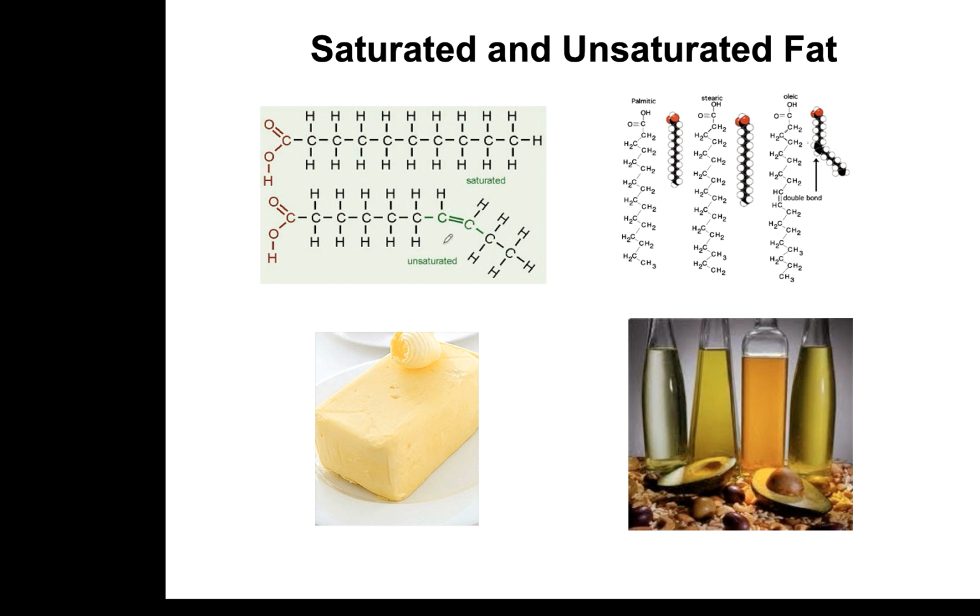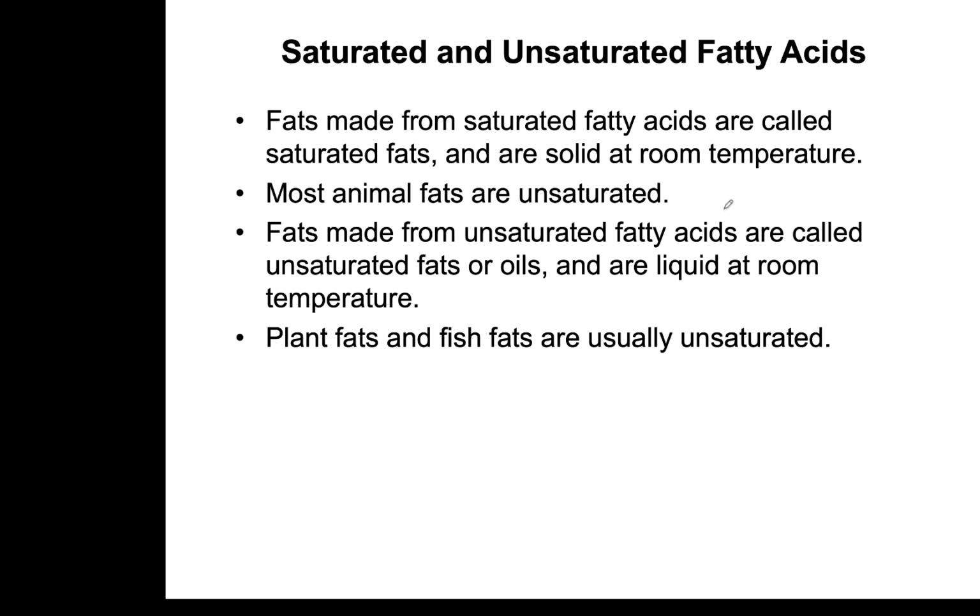In this case, some space or room can be formed that allows unsaturated fat to become flexible. This is the chemical structure of unsaturated fat. You can see this double bond area. The fat can have some small space to bend. Fats made from saturated fatty acids are called saturated fat, and they are solid at room temperature. Most animal fats are, this is a little bit of a typo, most animal fats are saturated fat.